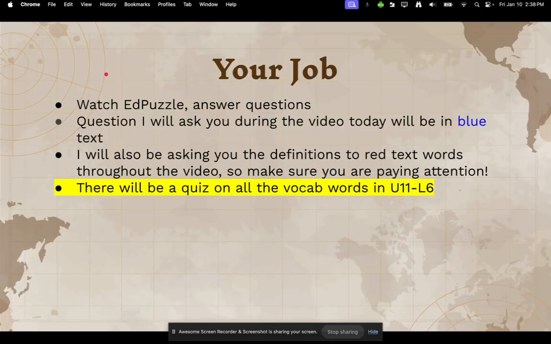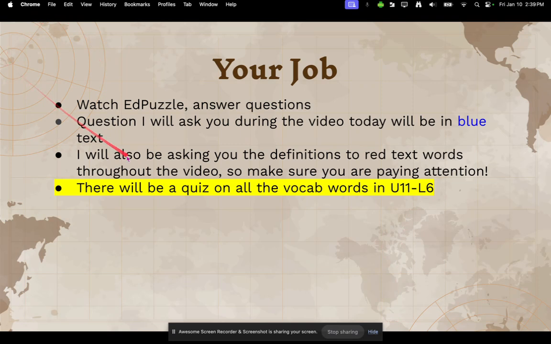Your job is to watch this Edpuzzle and answer the questions. Any question in blue text is a question I want you to answer directly on the Edpuzzle. Like I said before, there isn't a study guide, but there are still some words in red text. You're wondering why there are still words in red text if there's no study guide. Great question. At the end of this week, you have a vocab quiz, and the vocabulary for that quiz will be from these slideshows.